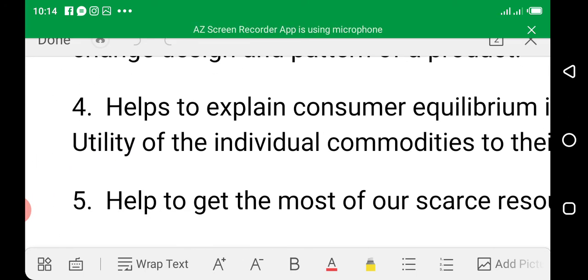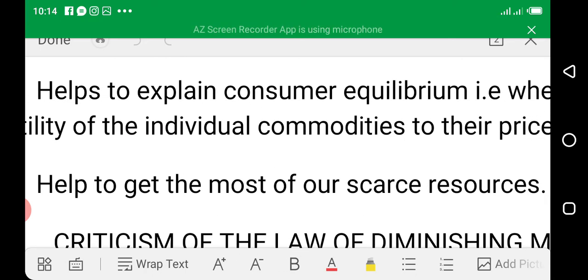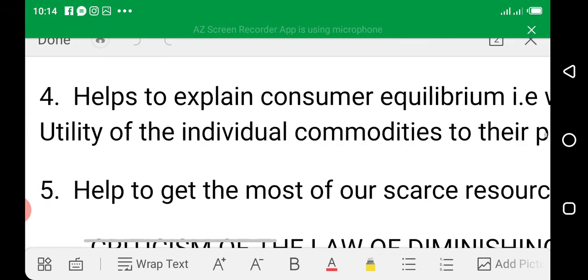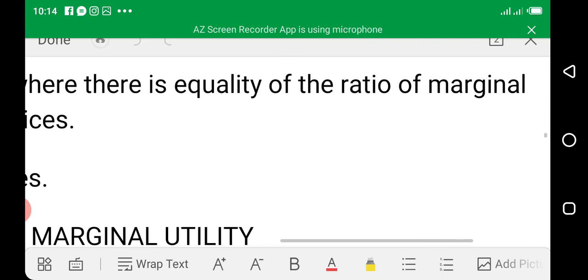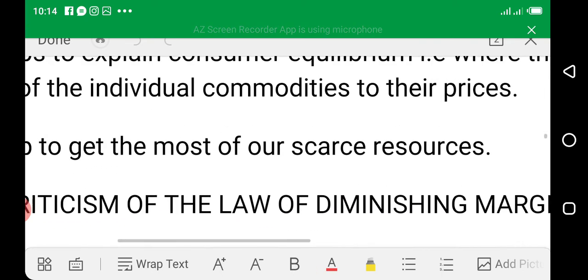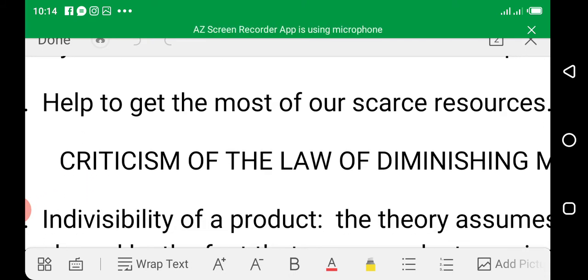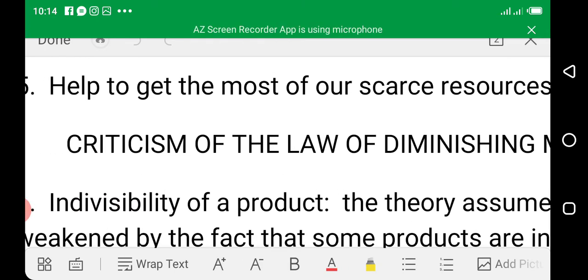The next one is that diminishing marginal utility helps to explain consumer equilibrium, which will be explained very soon. Consumer equilibrium is where there is equality of the ratio of marginal utility of the individual commodities to their prices. Then the last one, it helps to get the most of our scarce resources.